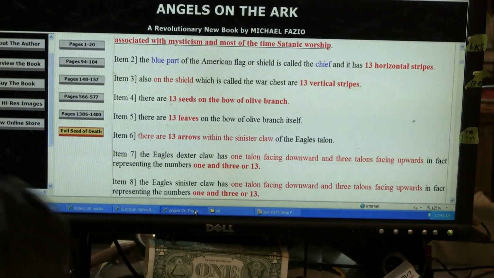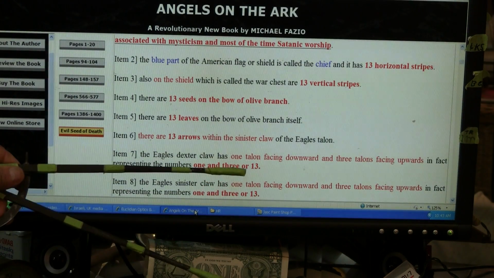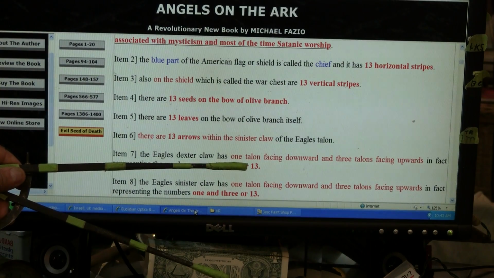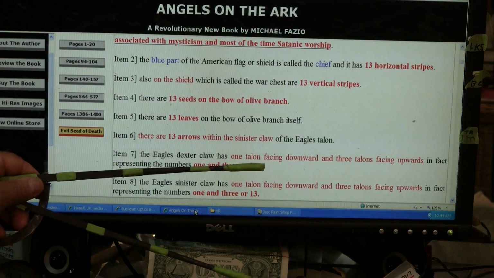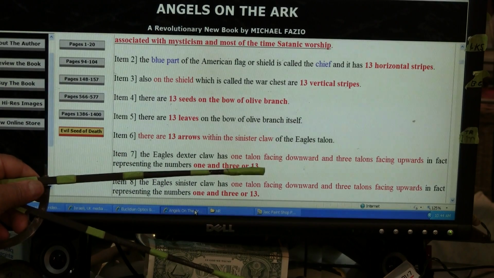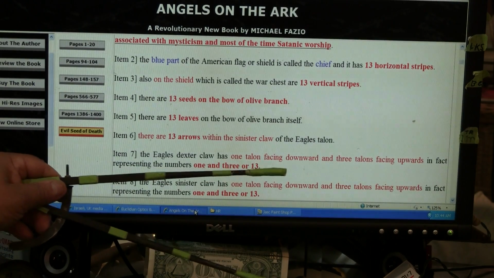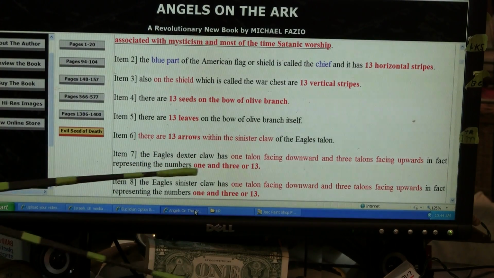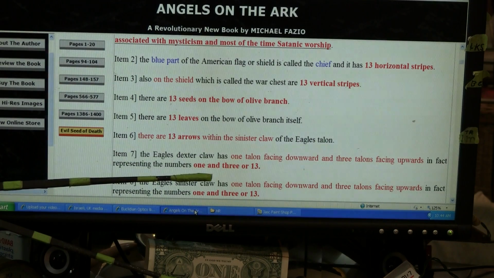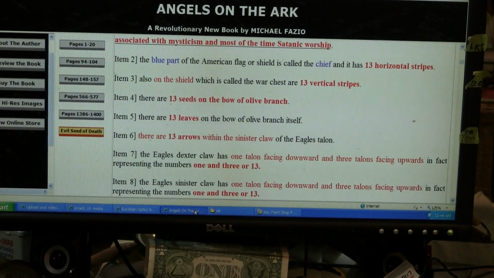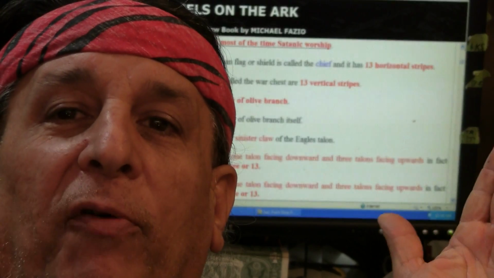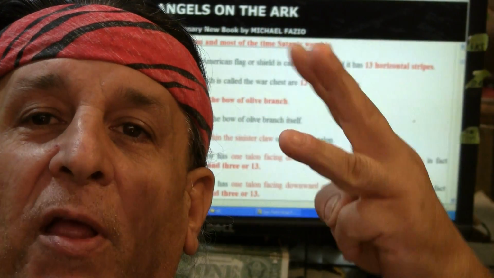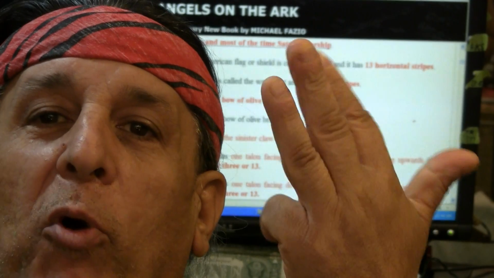Moving back to the book Angels on the Ark by Michael Fazio, the eagle's dexter claw, D-E-X-T-E-R, has one talon facing downward and 3 talons facing upwards, in fact, representing the numbers 1 and 3. That's right, ladies and gentlemen, in pictography, 1 claw facing downward and 3 claws facing upward would represent the number 13. This is how pictography works.